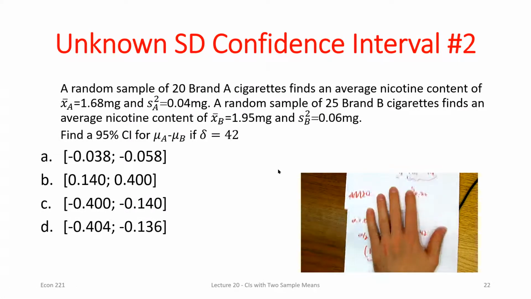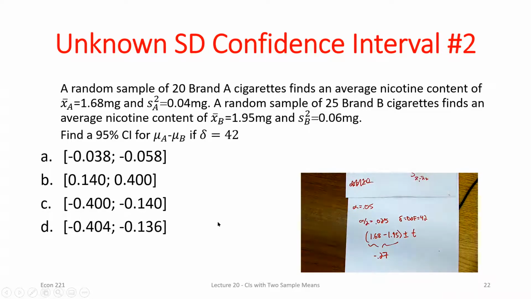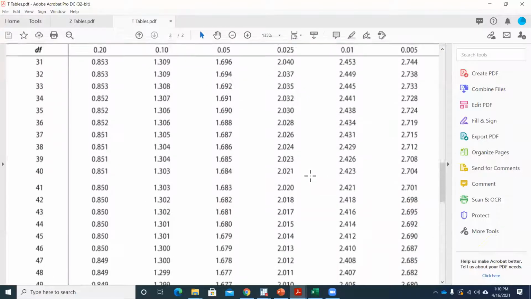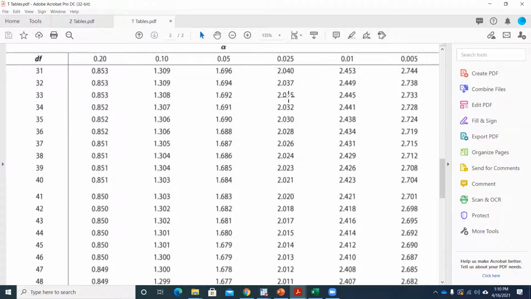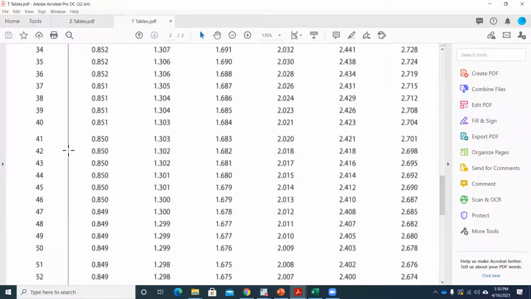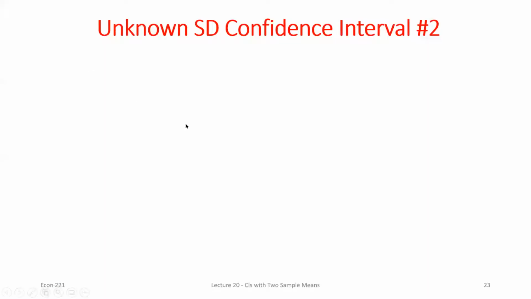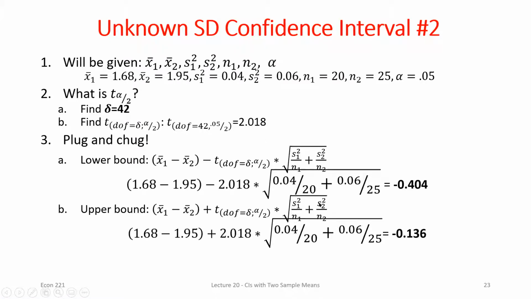From here, I've got everything I need to plug in all my values other than that t-value. So I'm going to go to my student t-table. We said alpha over 2, 0.05 over 2 is 0.025 here. We then scroll down to my degrees of freedom of 42, and 2.018 should be that t-value that I use. I've now got everything I need to plug in and figure out my lower and upper bound. Once I found that 2.018, now it's just a matter of getting everything plugged in.